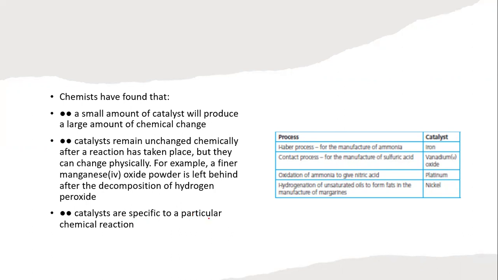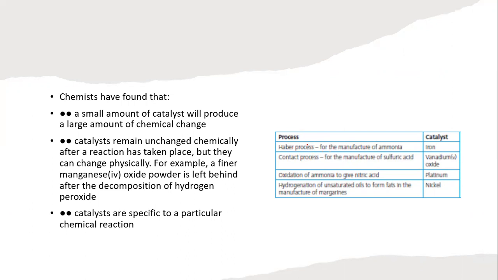And catalysts are specific to particular chemical reactions. I have put a table over here. You can just learn this table so if they give you any one mark question, you can identify the catalyst. But these are all specific topics. Later on in your syllabus, whenever you do these topics, you will study all of these in great detail. But generally, I'm just letting you know the names of the catalysts in case you get a one mark question.